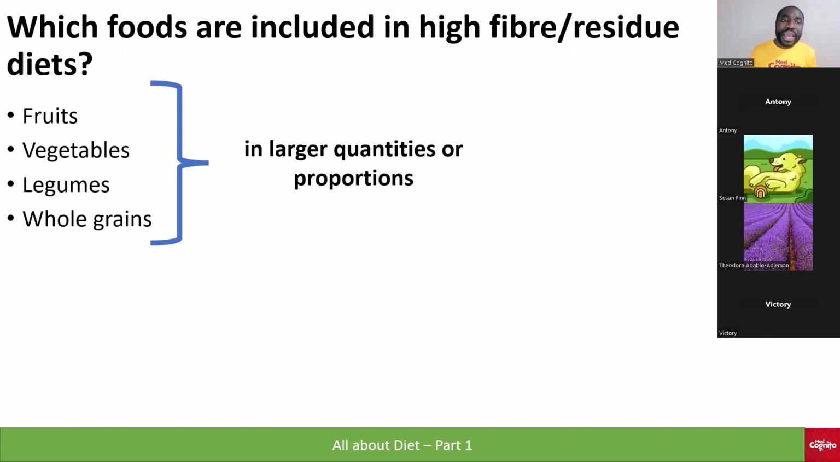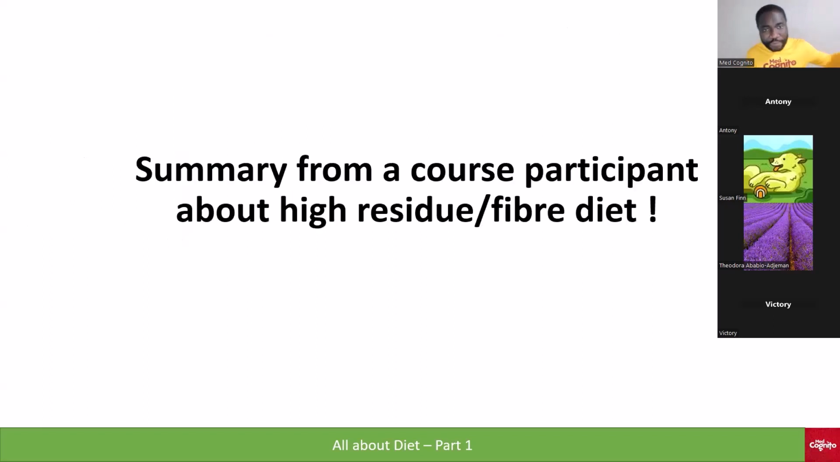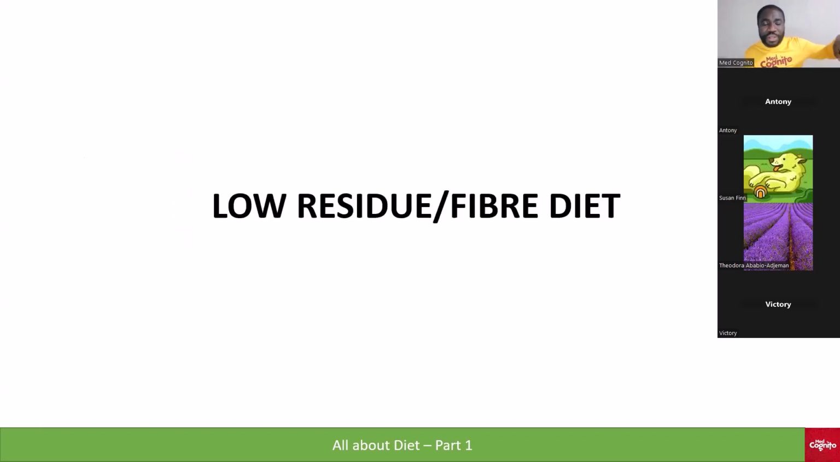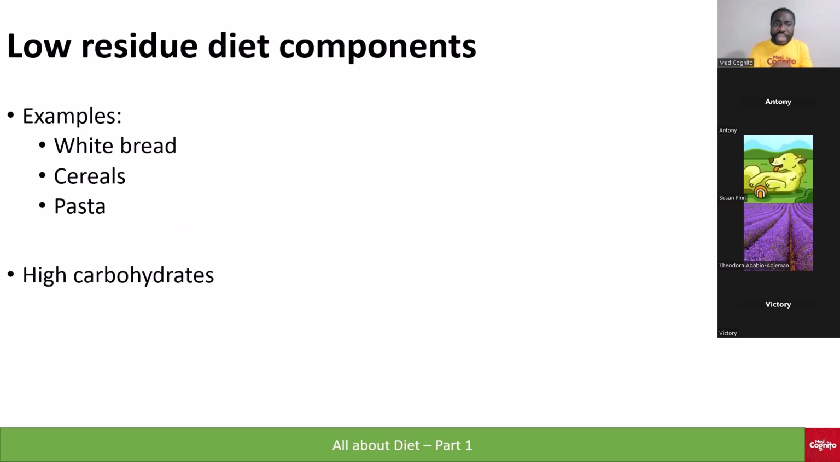All right. And which foods are included in high fiber diets? You want to include fruits, vegetables, legumes, and whole grains in larger quantities or proportions. These are the foods you want to give in a high fiber diet. So, high fiber diet. Now, let's go to low fiber diet or low residue diet, and then we'll bring everything to an end tonight.